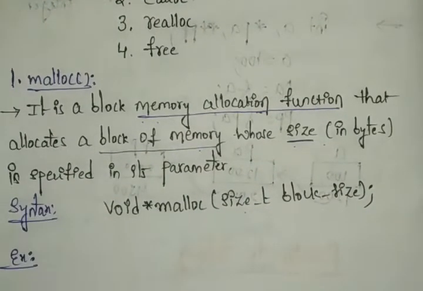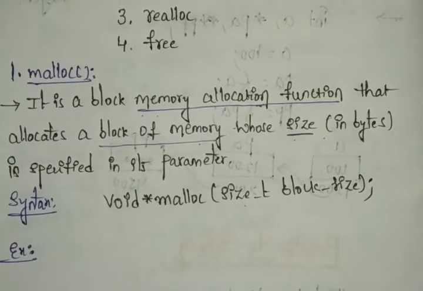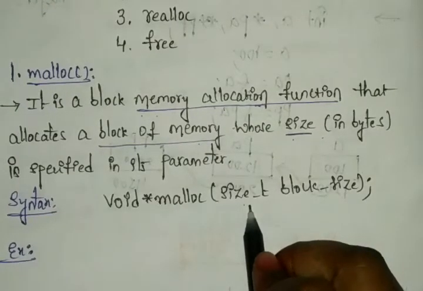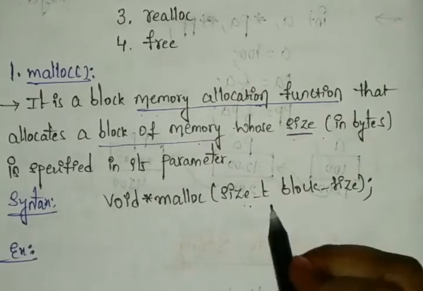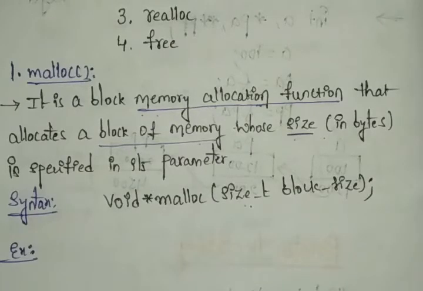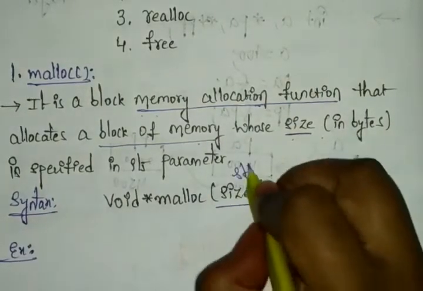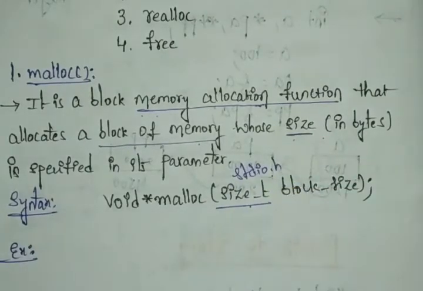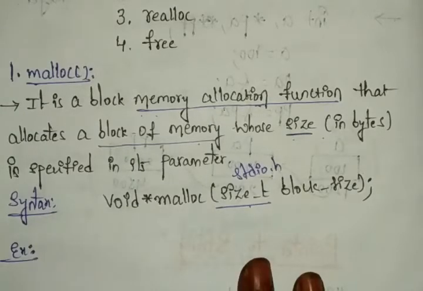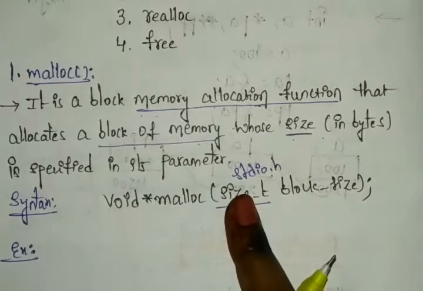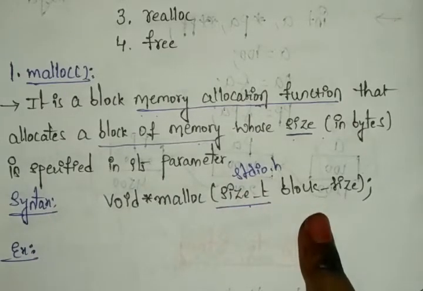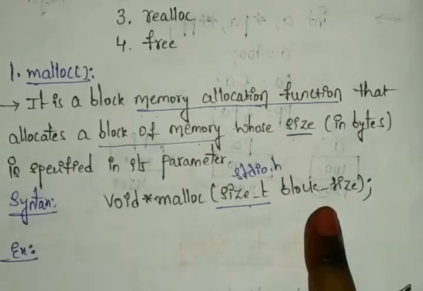And next, here we have some examples. First, you can see we have size_t, right? It is defined in stdio.h, which means standard input output.h. When you are writing size_t in the program, you need to include stdio.h. And we have the block size, which specifies the size of the memory block that is allocated in our memory.